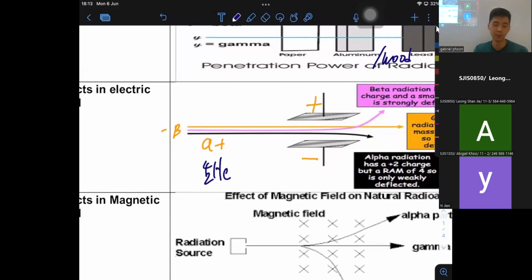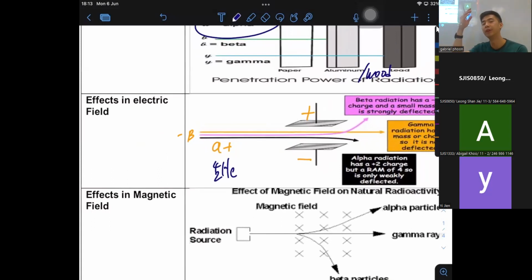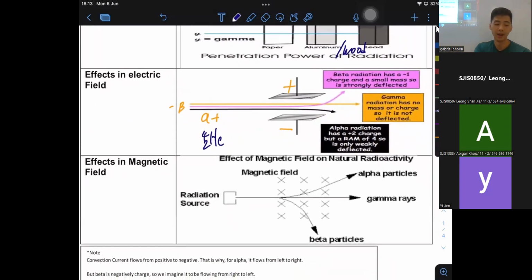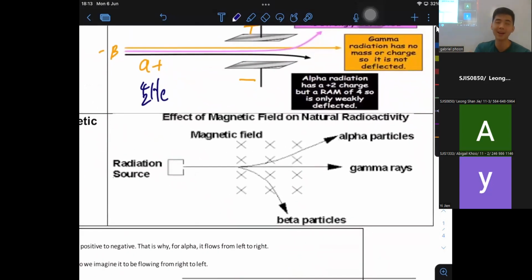Okay, guys, always remember, alpha will deviate less because it is heavier. Beta is definitely going to deviate more because it is obviously much lighter. Then in terms of a magnetic field, guys, first question, what does this X mean again? Natalie, the magnetic field is going into the paper, and if the magnetic field is going into the paper, Noval, where's the north and where's the south again? Where is the north pole and where is the south pole for the magnetic field to be going into the paper?